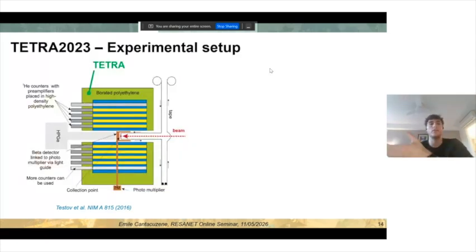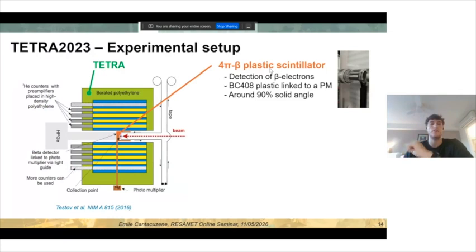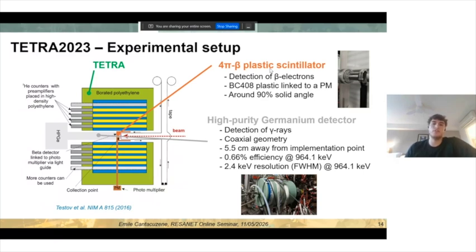So along with TETRA, we had two other detectors. The second detector is a plastic scintillator, very close to the collection point of the beam. And this is just a detector that allows us to detect the electrons, the beta electrons, so to tag beta decay basically, and to count the number of beta decays that occurred during the measurement. And the final detector is a high purity germanium detector to measure the gamma rays, because if you want to do spectroscopy, well, you have to have a gamma ray detector, basically, to reconstruct level schemes, etc.